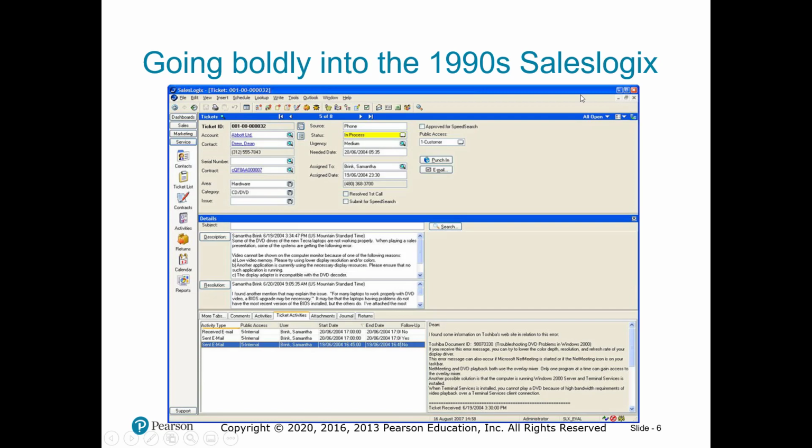So we go boldly into the 90s, and this was like 20 years ago. I worked on a system called Sales Logics, which was one of the big players in the CRM market at the time. It's no longer around. It's now called Infor CRM, and it's certainly not the biggest player in the market. But at the time, this was pretty revolutionary. You could organize your sales process. You had a list of your contacts. You could get a list of tasks and marketing campaigns.